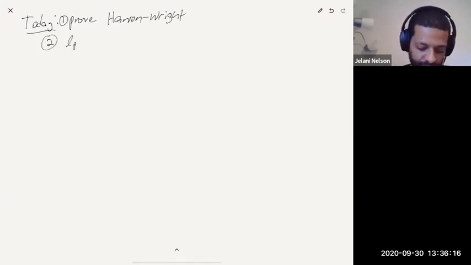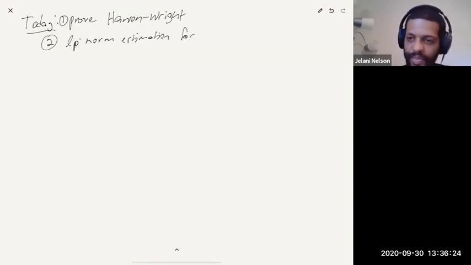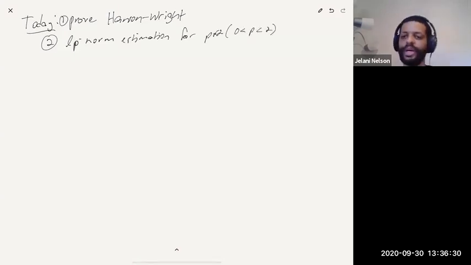So LP norm estimation for P not equal to 2. Specifically, we'll look at the case where 0 is less than P is less than 2. If it's less than 1, it's not a norm, but it's still a well-defined function of the vector, and we'll show that you can do that in low space as well.